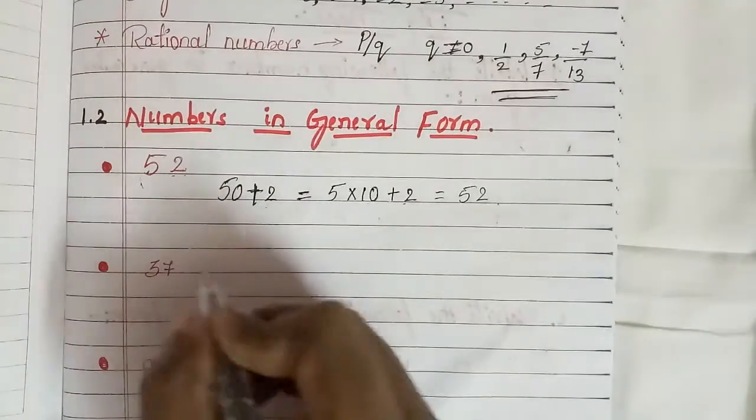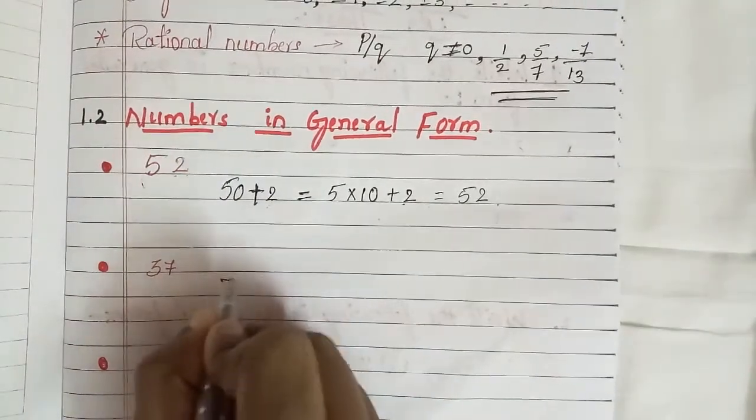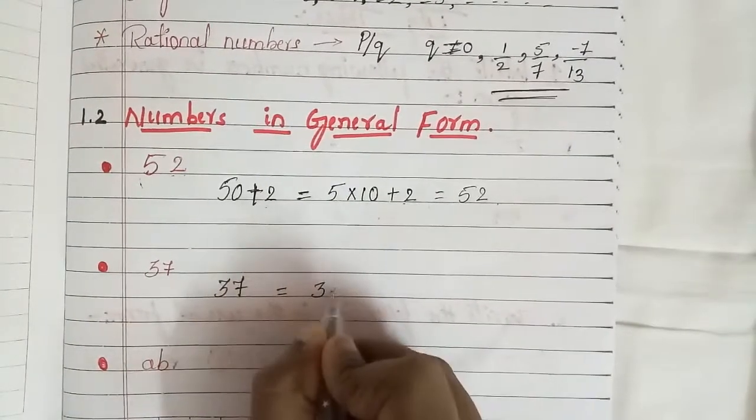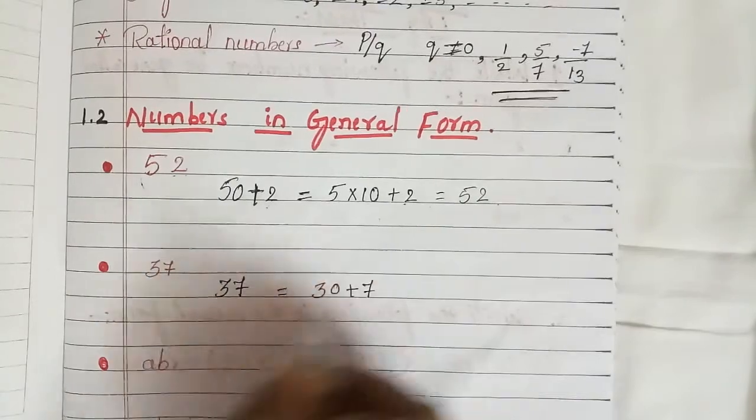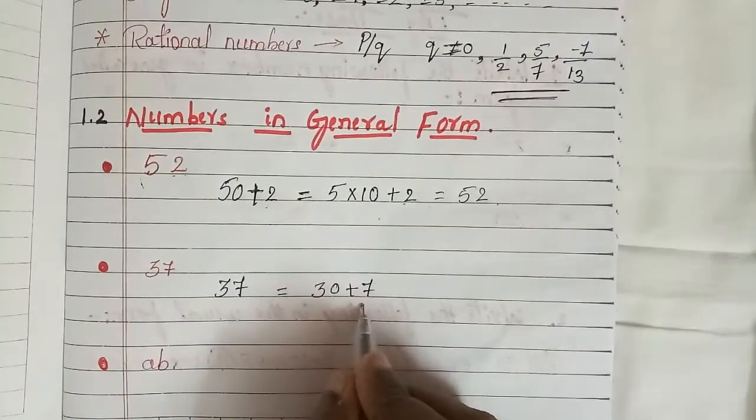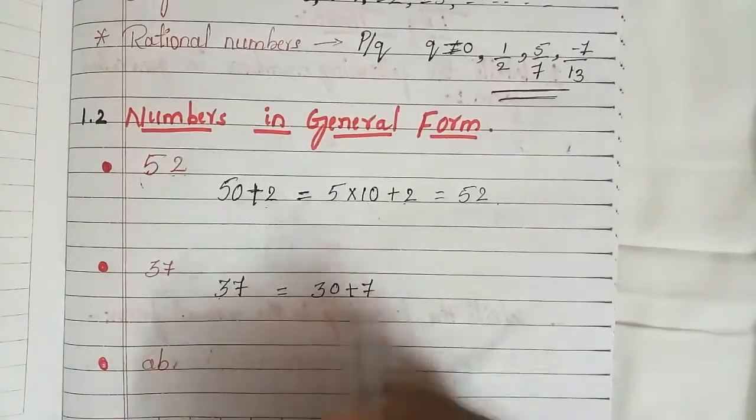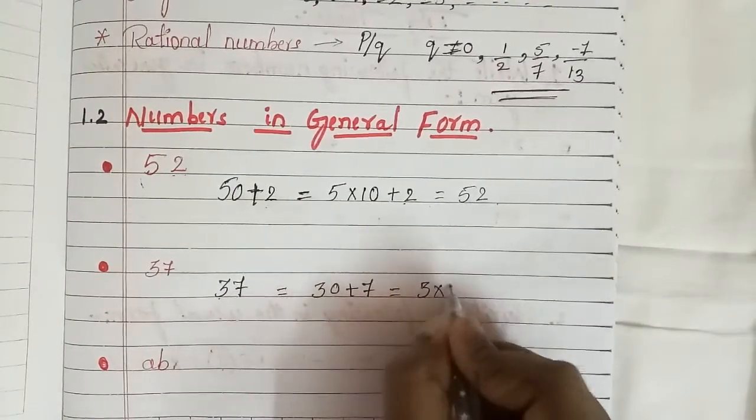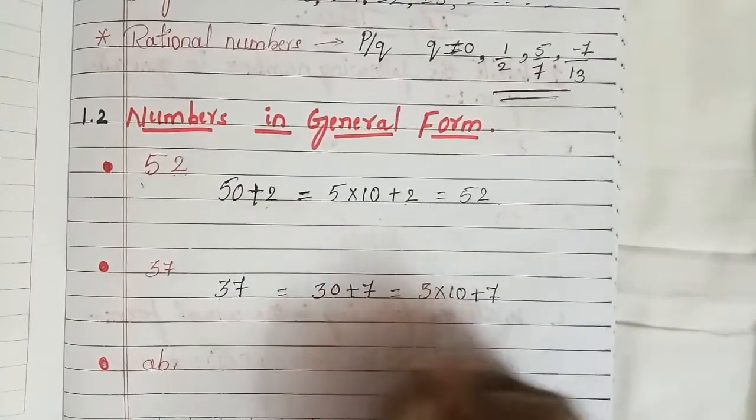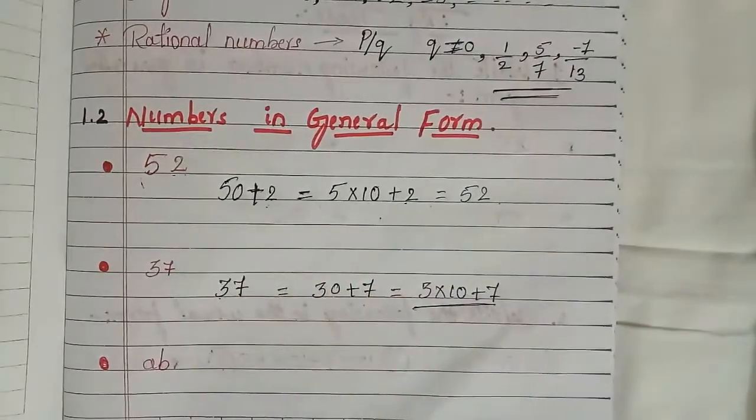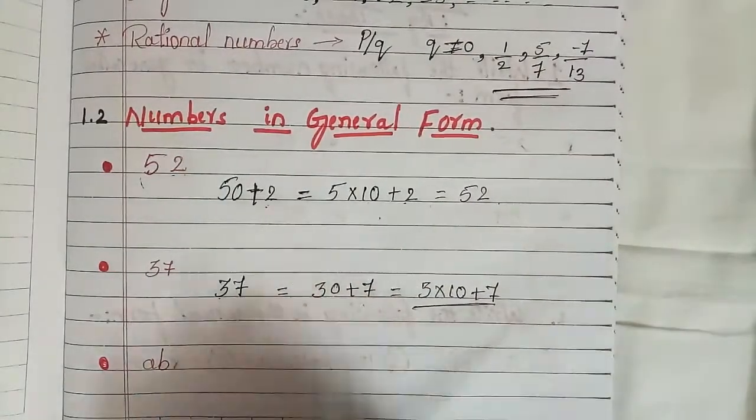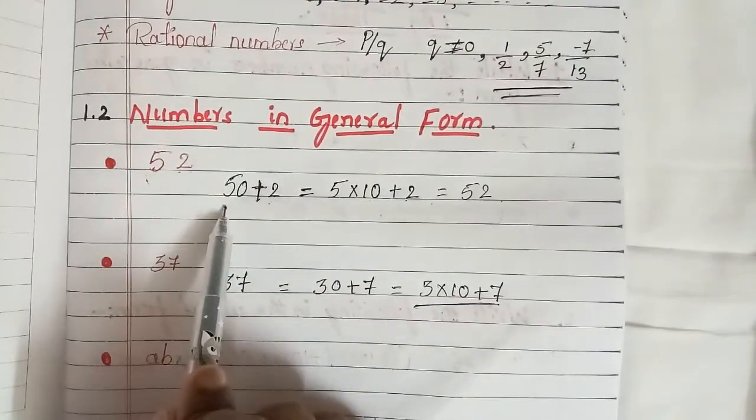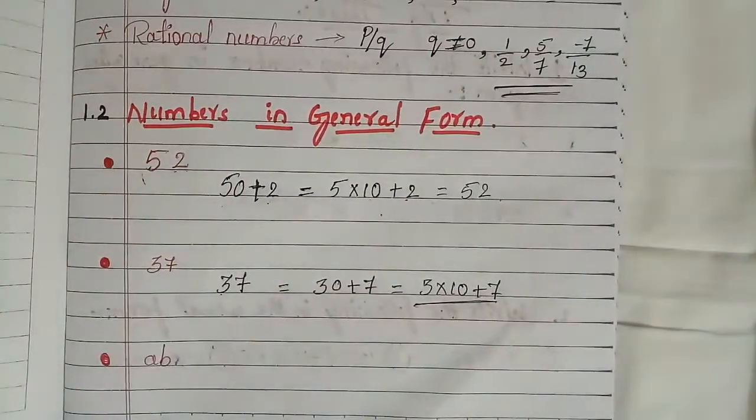See, another example is 37. 30 plus 7, because 7 is in the unit place and 30 is in the tens place. Again it is 3 into 10 plus 7. This is the general form. And 37 is the usual form.